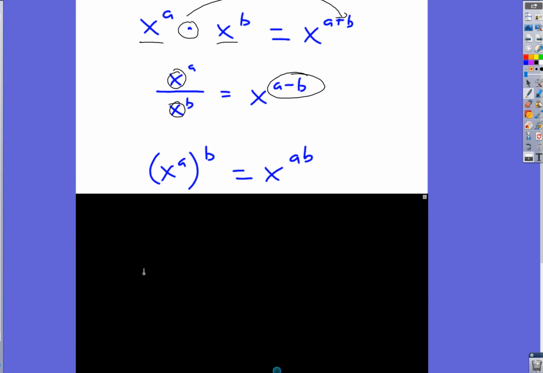This one we haven't done so far this year, but I'm hoping you've seen it before. If I have some base being taken to a power, and that term is being taken to another power, what can you do when you have a power of a power? What can you do with those powers? Yeah, Cody, multiply. Thank you. Multiply. I would hope you've seen that before.